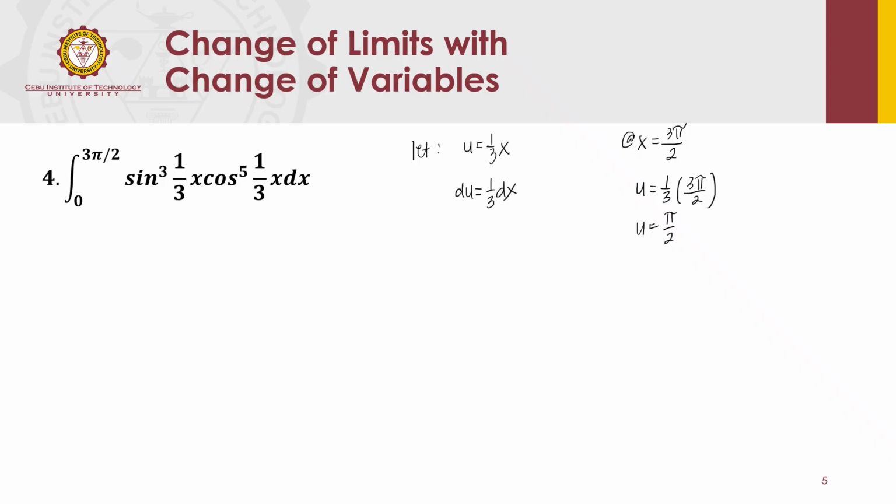So we need a neutralizing factor equal to 3 so that we can transform this to 3 times the integral of sine cube of u times cosine of u raised to the power of 5 du, changing the upper limit to pi over 2 so that you can use the Wallis formula.